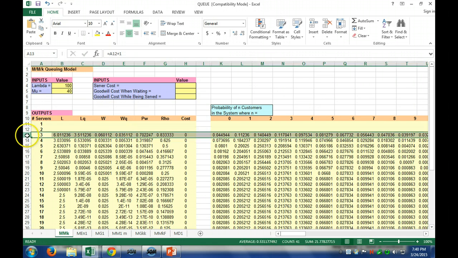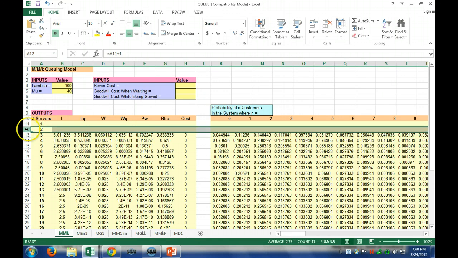So they wanted us to evaluate reducing the number of servers by 1, from 3 to 2. So that means go up a line. Well, what do you notice about that line? There's no data there. Why is there no data there? Because if we have 2 servers kicking things out at 40 per hour and things are arriving at 100 per hour, that means my effective service rate is 80 per hour. 80 is less than 100, right? This queue will never achieve steady state.